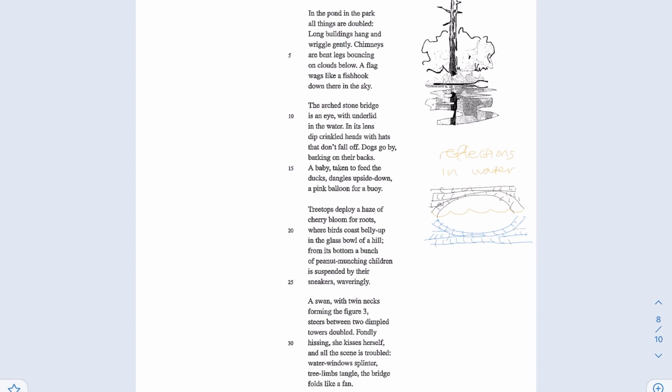So this is where you're talking about this eye with this underlid in the water and its lens. So it kind of looks like an eye here. Think of it as a giant eyeball. But essentially what's happening when things are doubled is it's their reflection. So everything's just upside down. So when you have reflections, you have things that are essentially upside down.